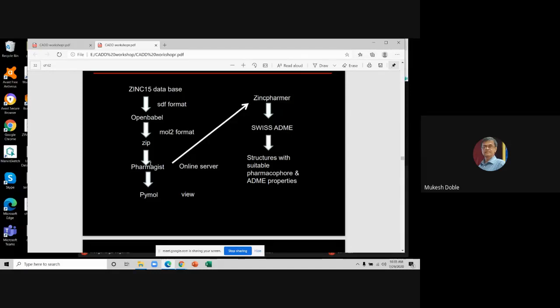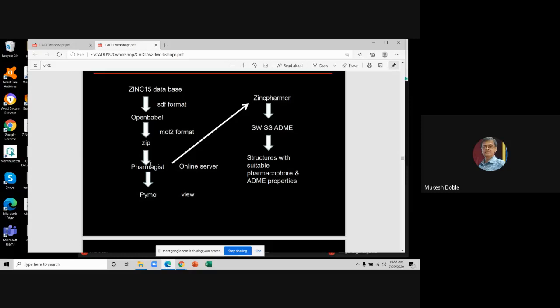But what happens if it is not available? For example, you might have come up with a totally new molecule. Maybe you have got it from some natural source, a natural product, phytochemical, or some marine organism. So we use something called the Marvin Sketch. That also is a free software. We can get the license as a student or a faculty.